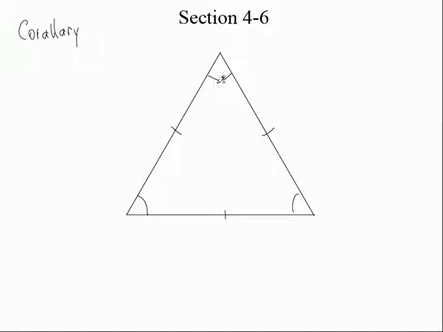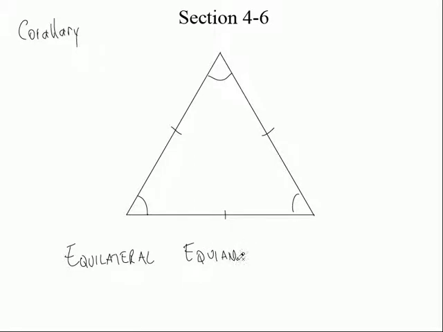So what do we have? If I have an equilateral triangle, it must be also what? Okay, I'm going to show you a little different thing. If it's equilateral, then it's also what? Equiangular. Good.